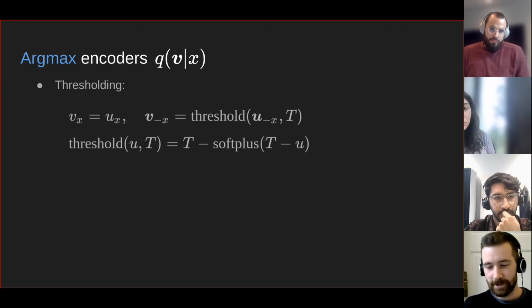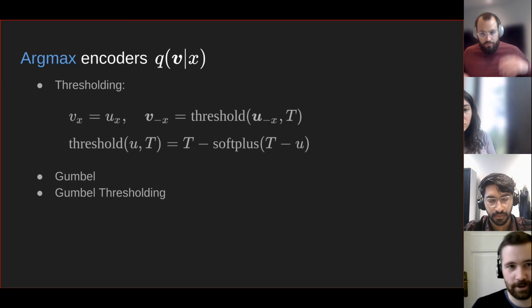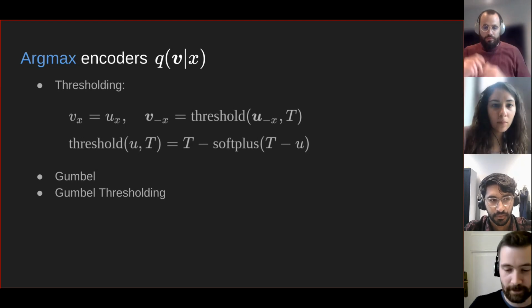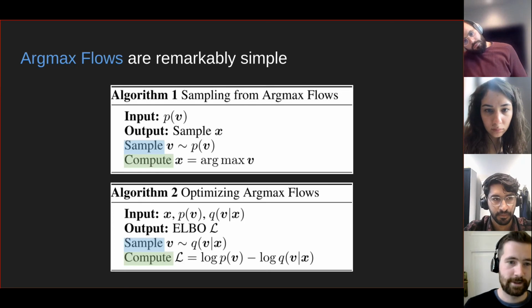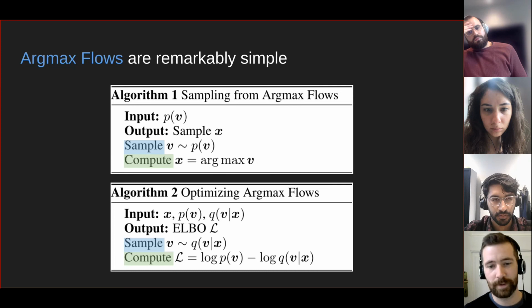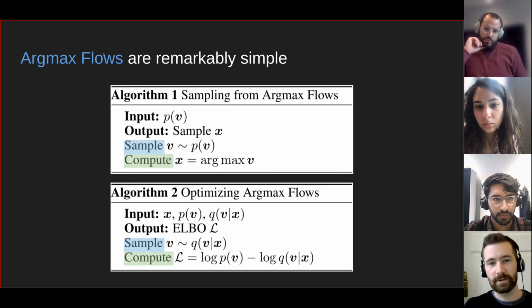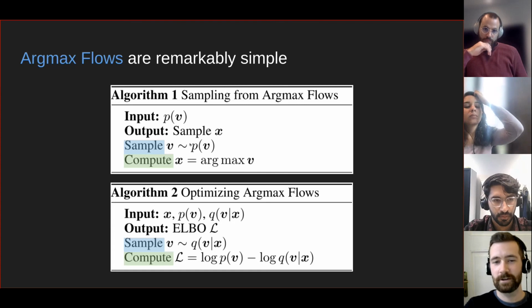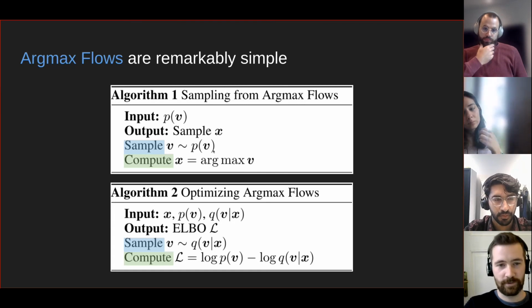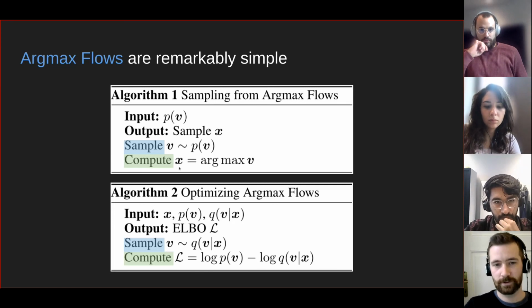So that's one approach. And then we also introduce one that is based on Gumbel distributions and one that combines these two. In the interest of time, I will not go into those. They are quite simple. So these are the two algorithms from the paper showing how you sample from an Argmax flow and how you optimize an Argmax flow. Sampling is very simple. P of V is your flow, the continuous normalizing flow you have defined on top. You first sample from that, and then you take the Argmax over one of the dimensions to get your discrete sample X.